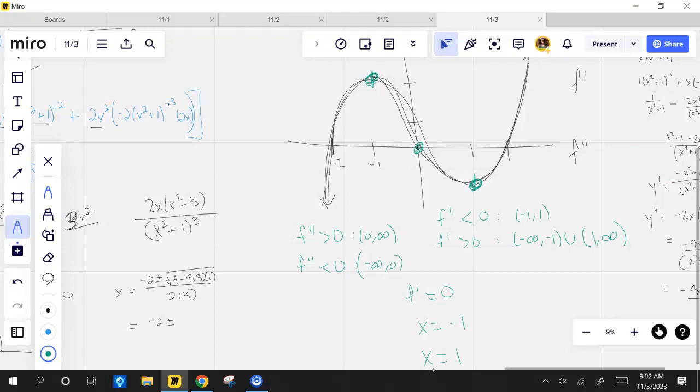Tell me this. At these points, when x equals -1, is that a max or a min? Max. What's the sign of the second derivative at that maximum? Positive or negative? It's negative because it's concave down, okay? So the second derivative is negative.